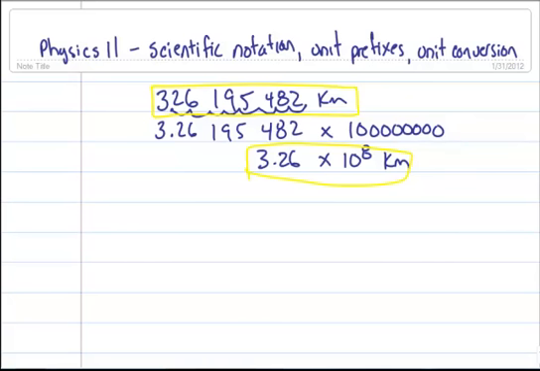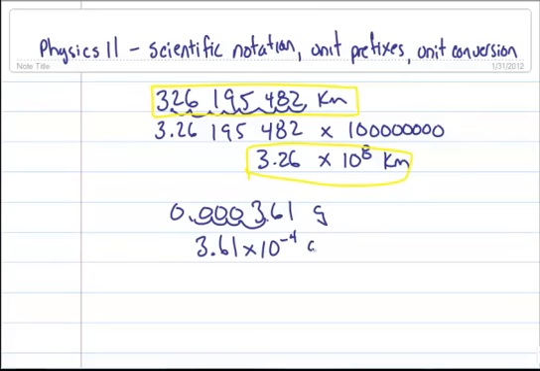Same thing with small numbers. Maybe we get something with a really small mass, 0.000361 grams. Put that into scientific notation. Again, I'm going to want one digit in front of the decimal, so I'm going to take that decimal and move it from there over just behind the 3, so it's going to be 3.61, and I moved it 1, 2, 3, 4 decimal places, so it's times 10 to the negative 4 grams.